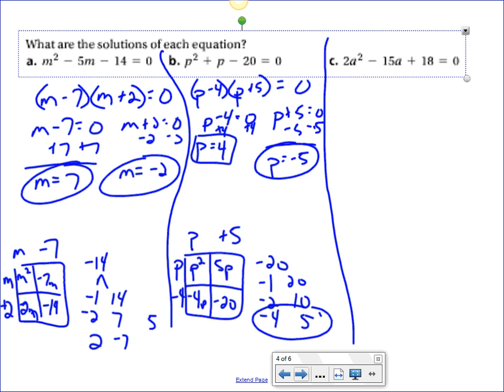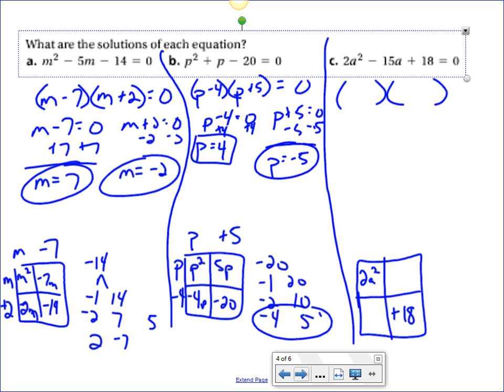So now, next one, we've got to factor. I got 2a squared, I got a positive 18, I got a negative 15. So I know these are going to both be minuses. Okay, so let's do this AC method again. So I got 2 times an 18, and I'd get 36. So now factors of 36 that add up to negative 15.